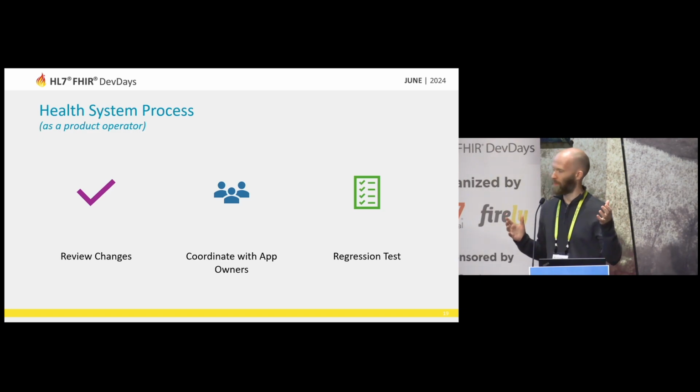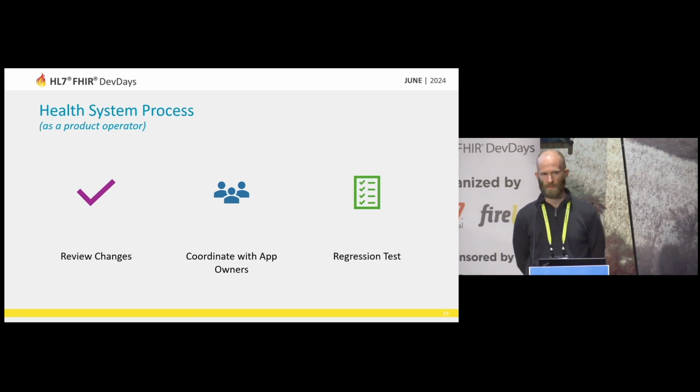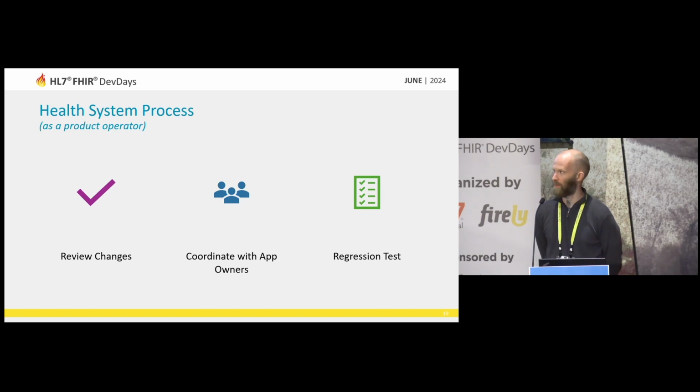So that three-step process, for the stuff that we do, stuff that app developers do, and then stuff that our health systems do, is how we handle all these sorts of changes that can impact how apps behave when APIs change.